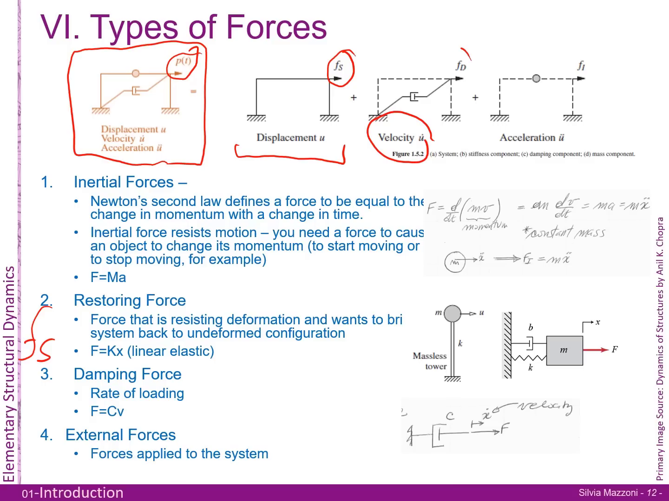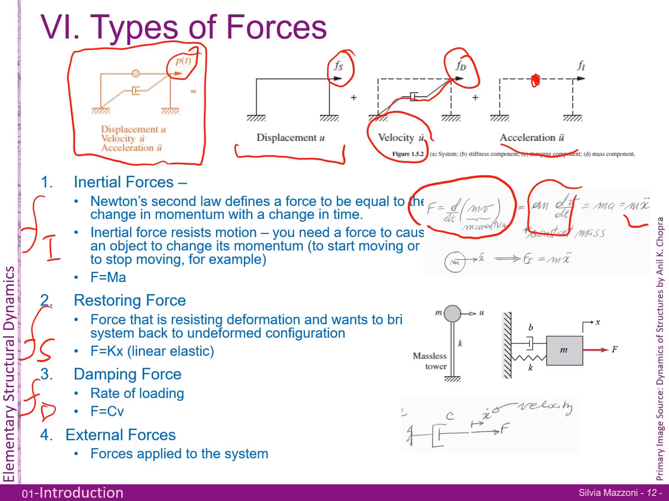Then, associated with velocity, you've got a damping force, which is represented here by this dashpot. So here's your F sub D. And then you've got your inertial forces that are associated with the mass and the acceleration, which is right here. The inertial force, as I said before, comes from Newton's second law, which defines a force to be equal to the change of momentum with a change in time. Now, when you've got a constant mass, the force is the change with time of the momentum, we drop off the mass part and we're left with mass times the change in velocity over time, which is F equals ma, or F inertial is equal to mass times x double dot.